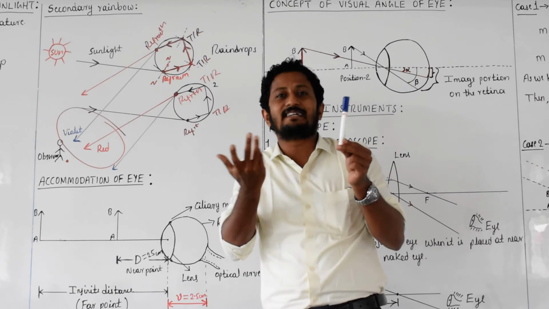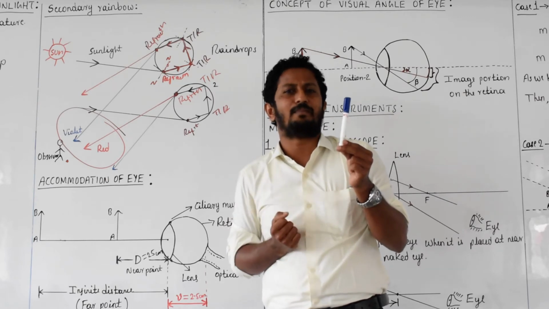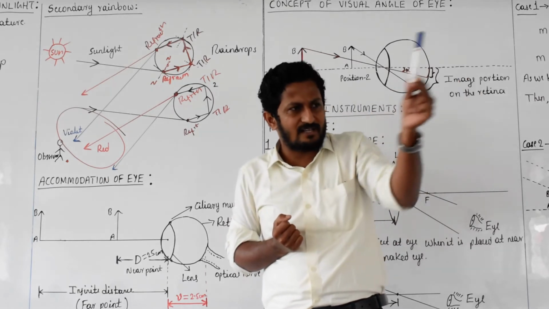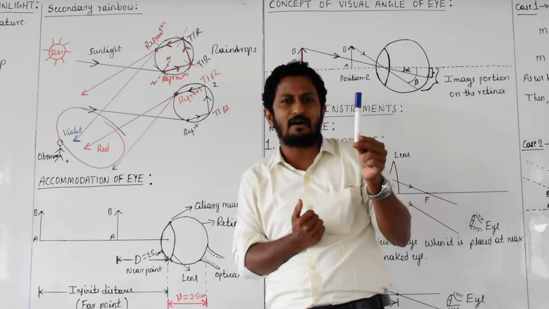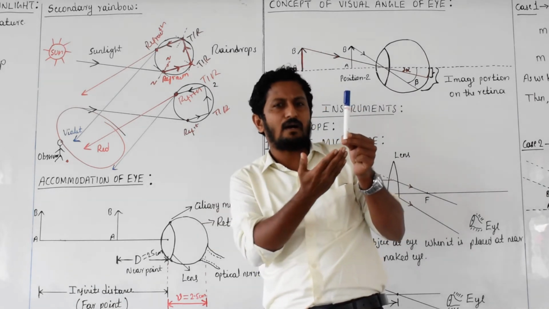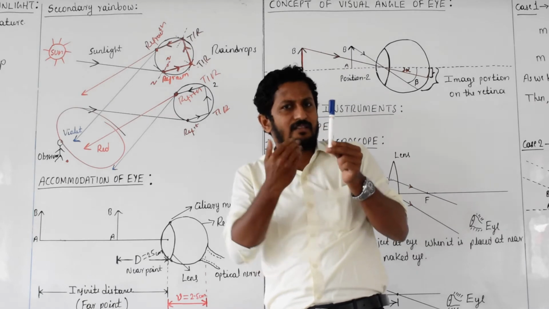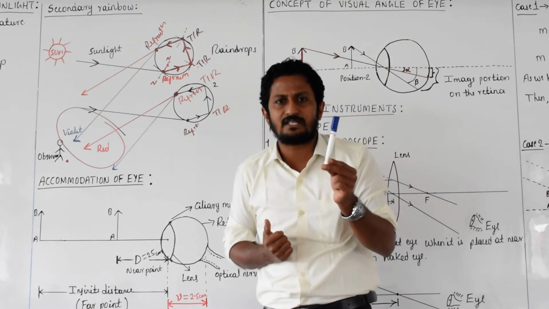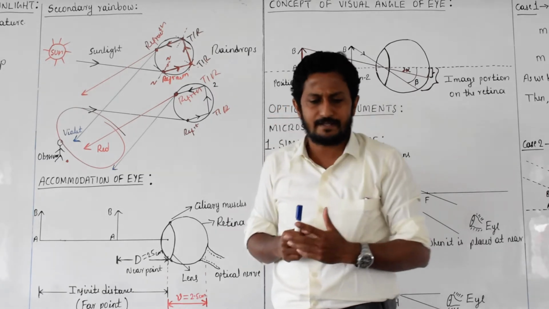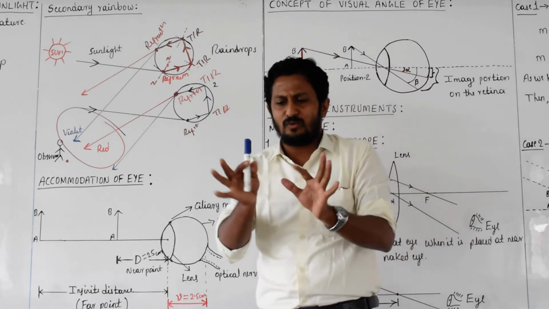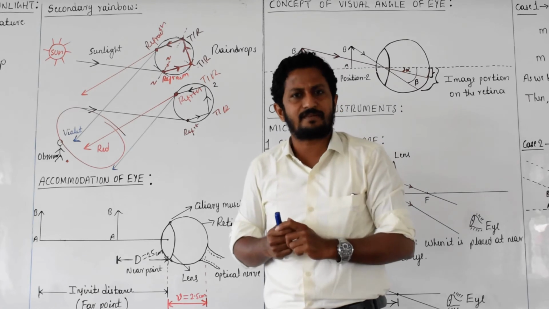We can't see it clearly. What happened? Up to a certain point, our eye is able to see that marker. When it crossed that point, we were unable to see it. What is this? See, one more thing is that now this marker we can easily see.